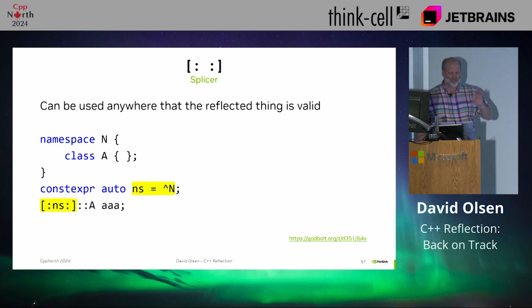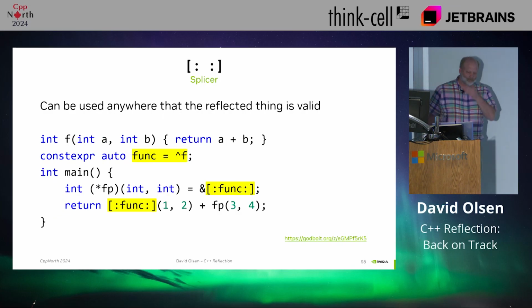If we take the reflection of a namespace, we can splice that in the qualifier part of a qualified name. So this is sort of a backdoor way to give you a namespace variable, though at compile time, not at runtime. If we take the reflection of a function, we can splice that in and use that anywhere that the function can be used. So taking the address of the function or calling the function.